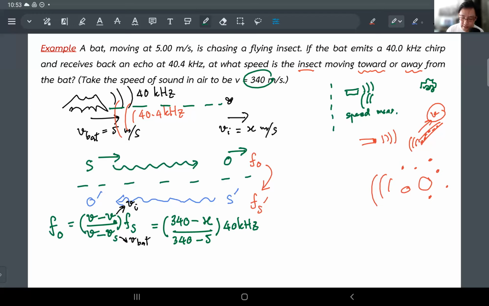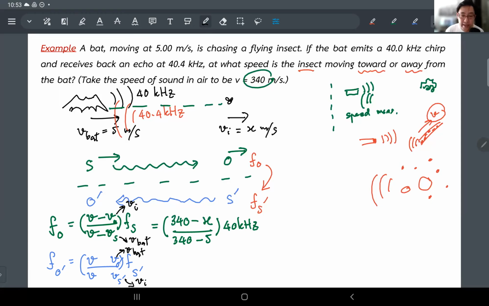Next, let's look at the bottom half. Look at the blue. For the blue, I set up the structure again, but let me put primes into this to distinguish the two halves: f source prime, V observer prime, V source prime. Okay, so now in the second half, the observer is back to the bats. So here it's going to be V bats. And the source is going to be the speed of the insect, V sub I, down there.